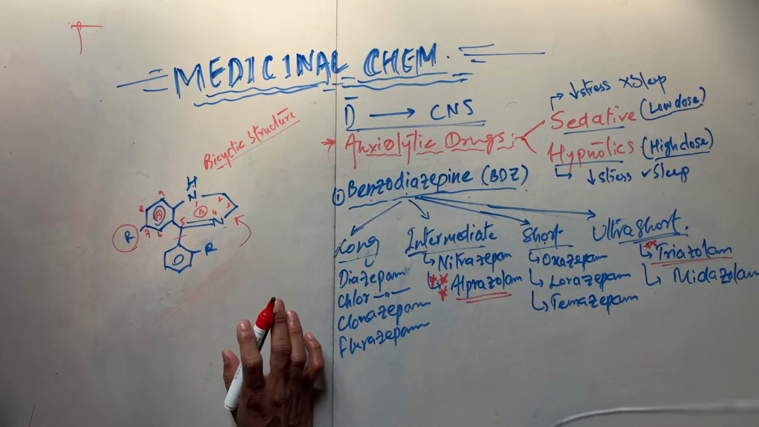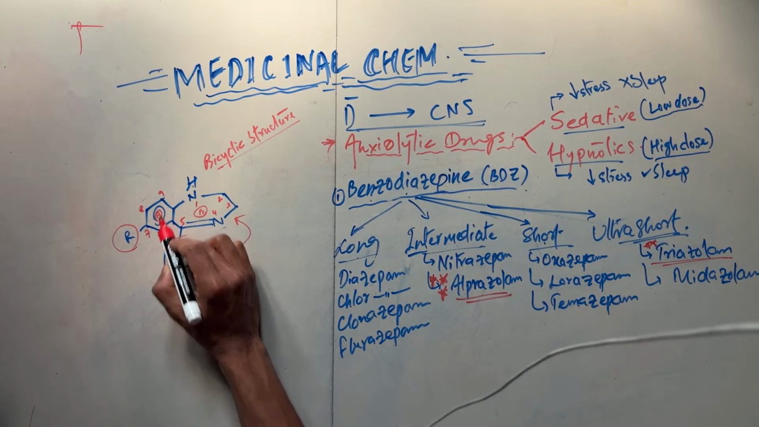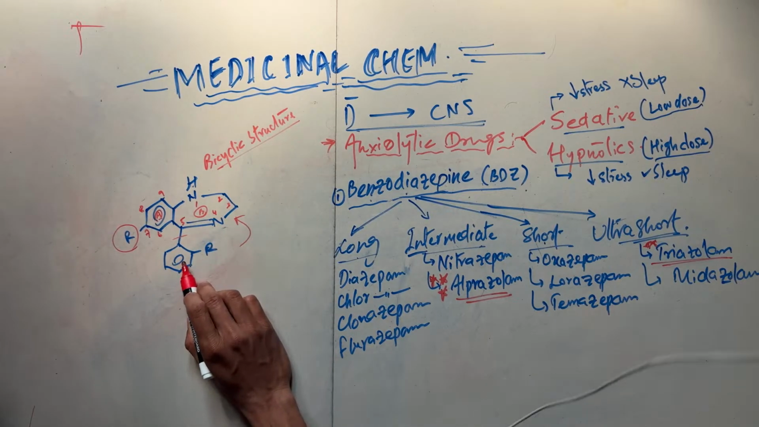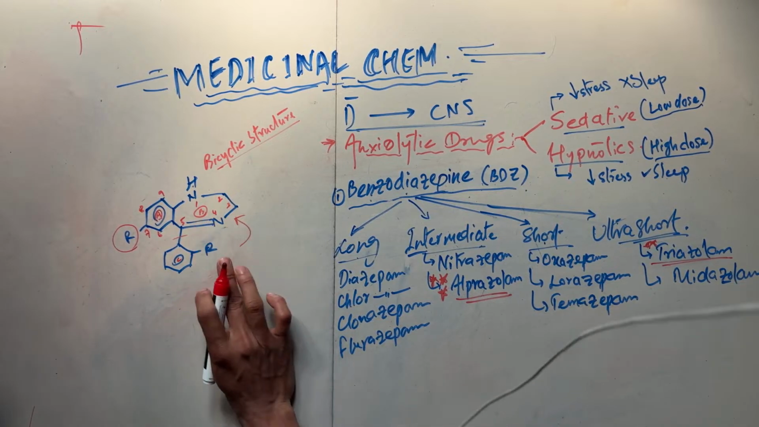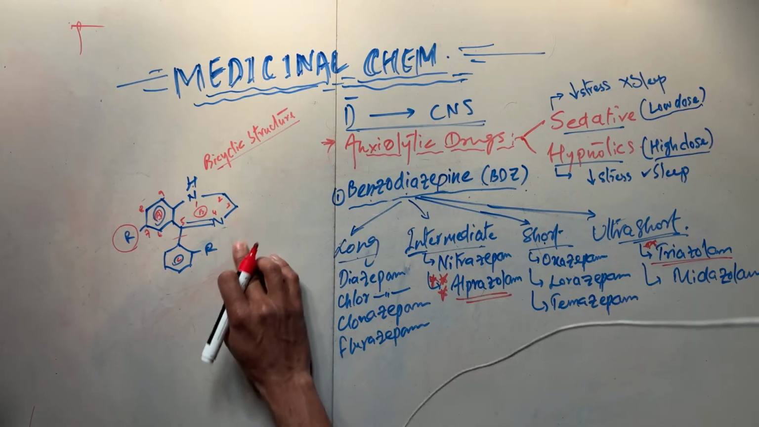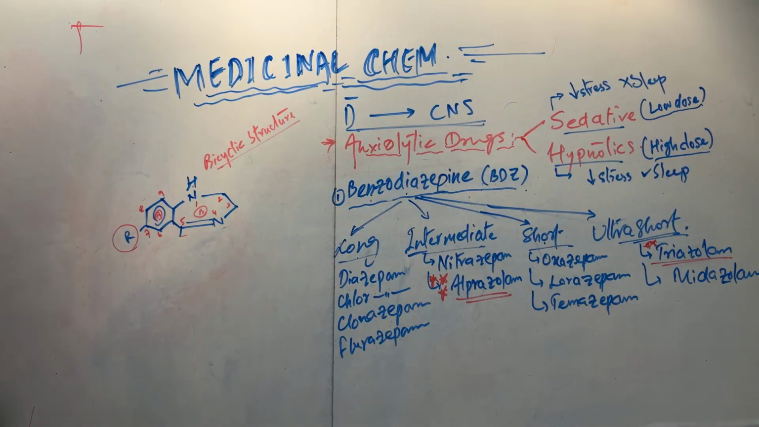Now what are the different modifications possible? The first modification is possible at ring A, the second modification is possible at ring B, the third modification is possible at ring C. It is considered as ring C, but it is not a part of the complete structure, it is a part of this one. I think you are getting confused with this. Simply consider it like this. This is the benzodiazepine structure.